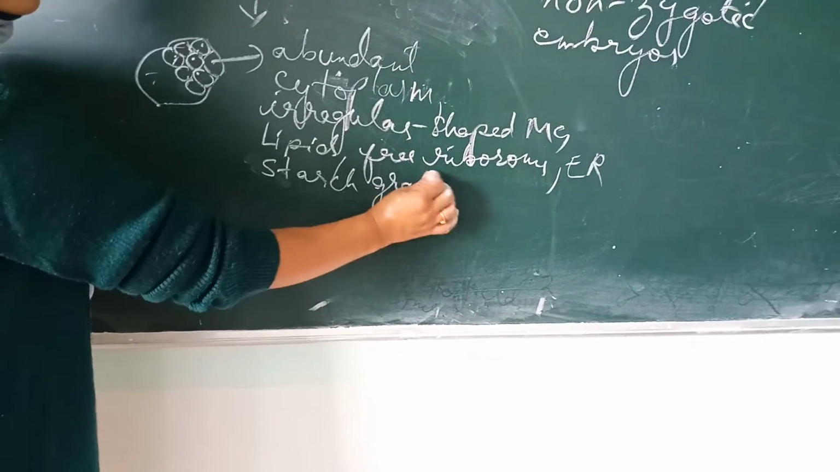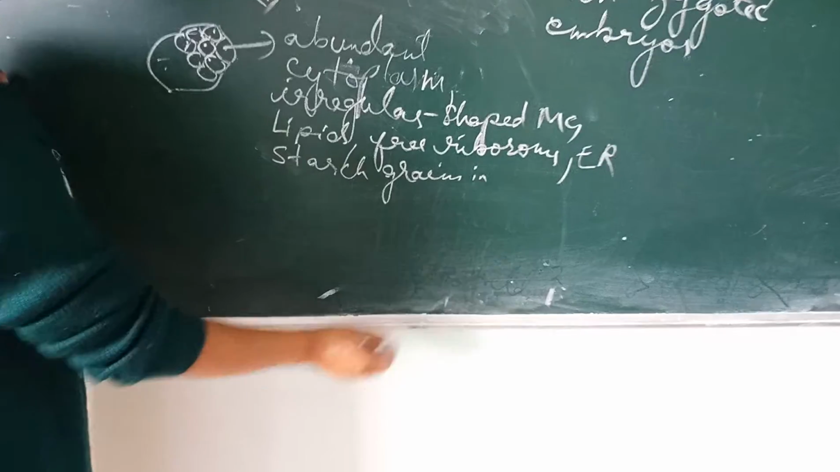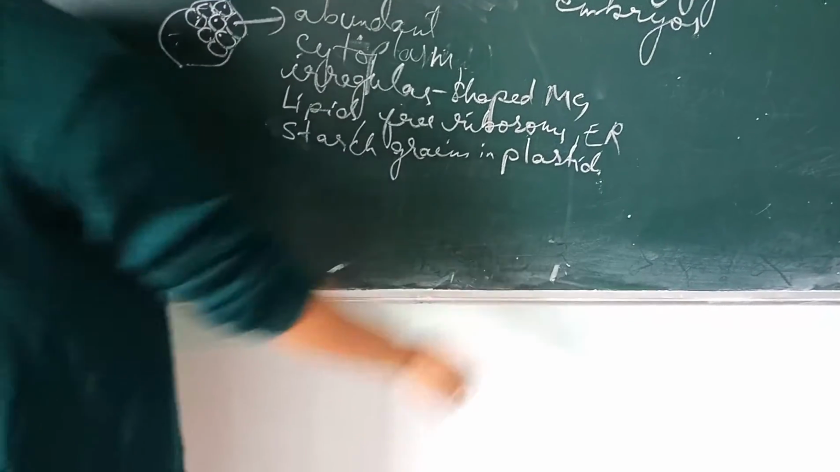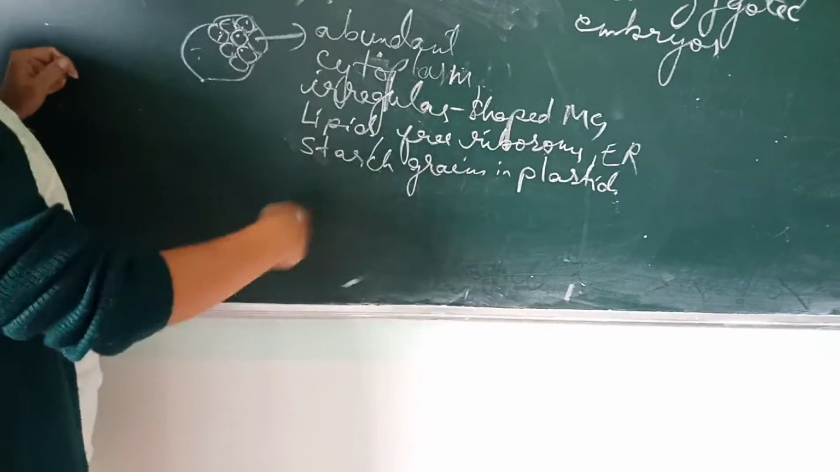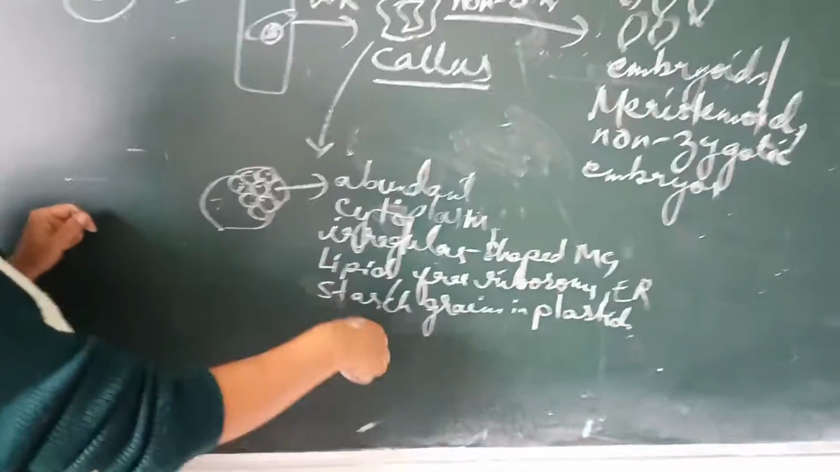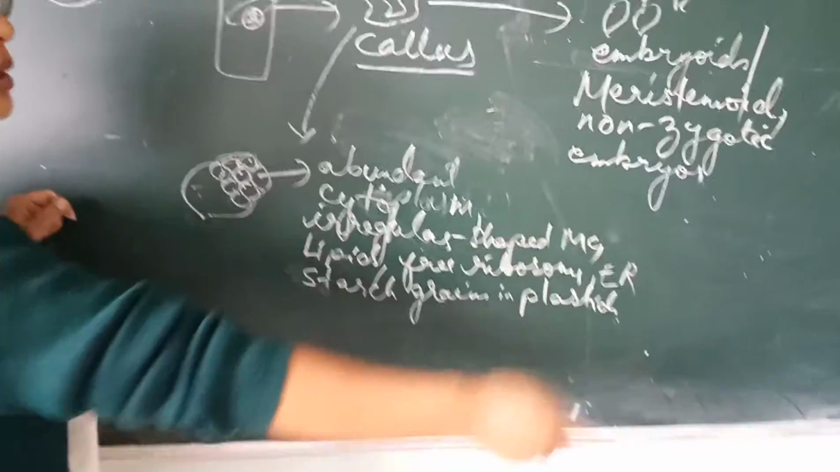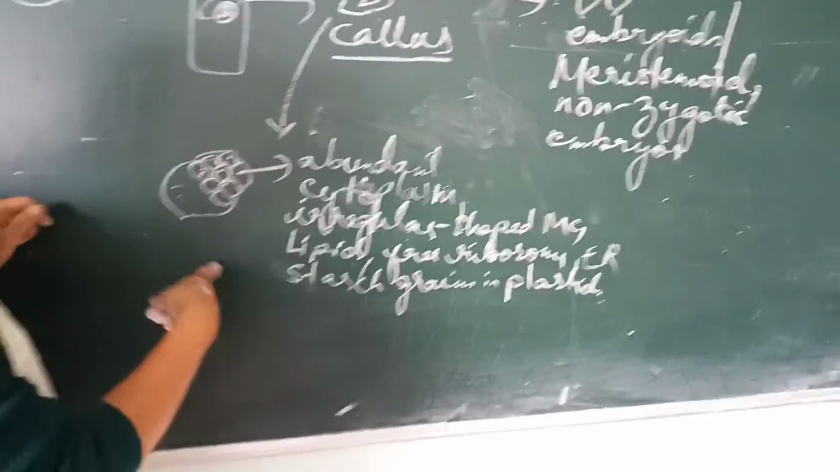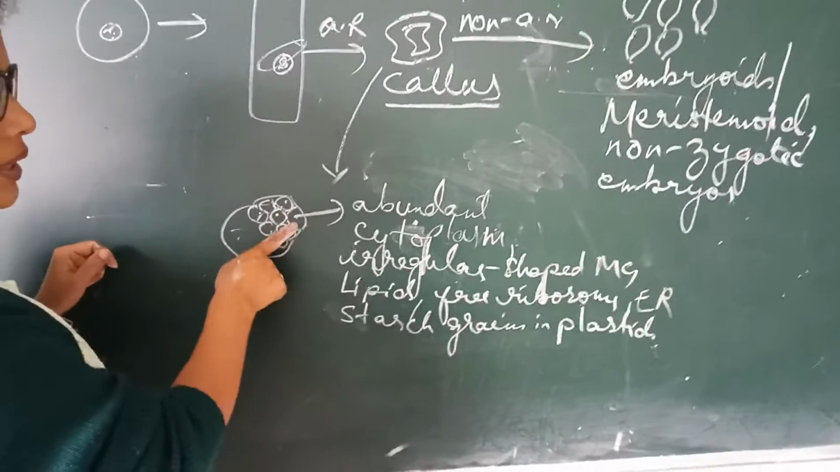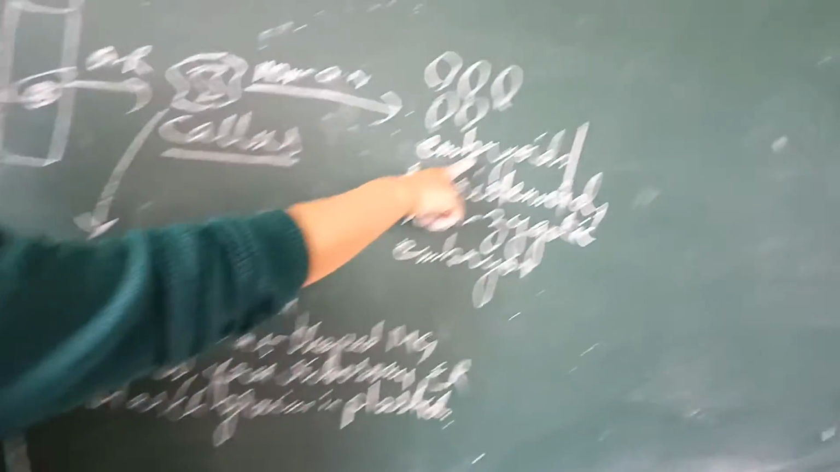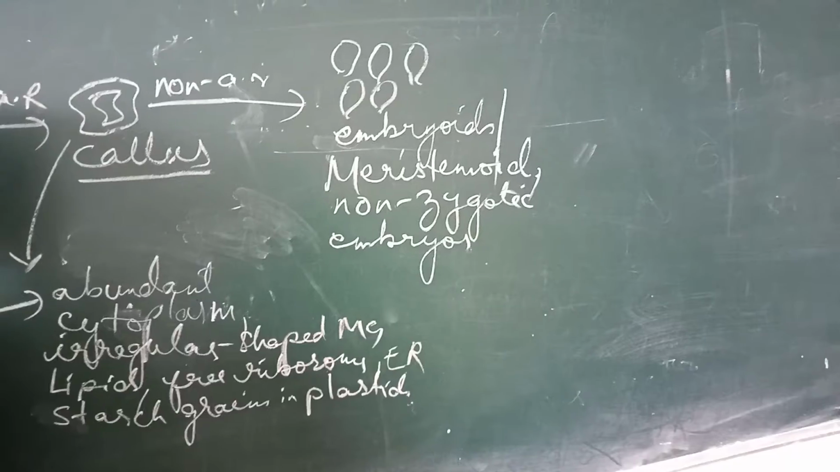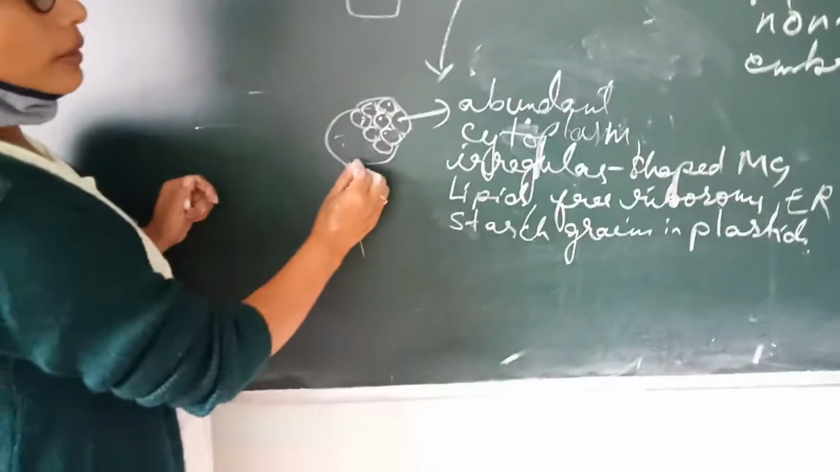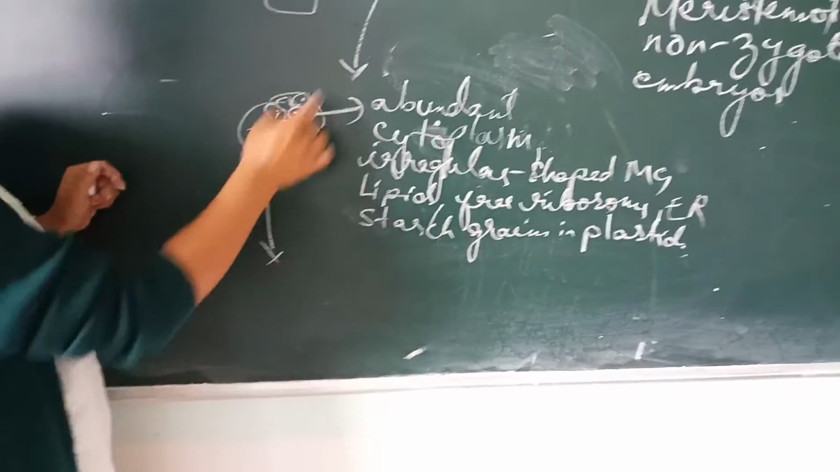Besides that, it will contain starch grains. And these starch grains will be found where? They will be found in the plastids. This cytology, this information, abundant cytoplasm, irregular shaped mitochondria, lipids, free ribosomes, all this indicates that this callus is predestined to form what? To form embryoids.